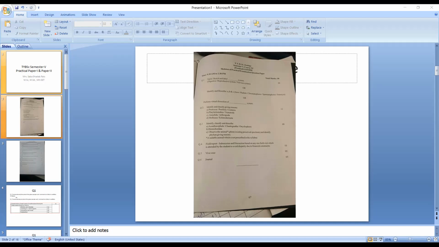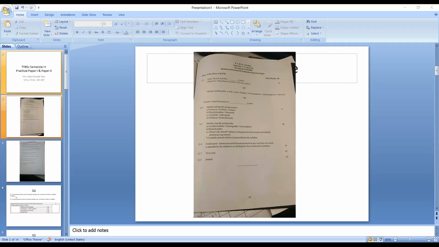Let's come to question number 3, children. In question number 3, basically you will have Acanthocephala, Chaetognatha and Onychophora. These are minor phyla, if you remember. And option B is Hemichordata. Option C is important here, please pay attention. Observe the animal. It could be any photo, it could be any preserved specimen. After that, the basic thing you need to identify is the phylum.